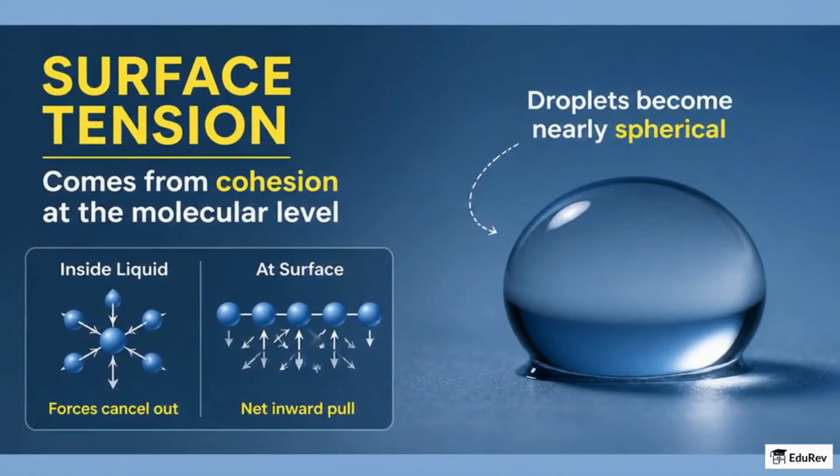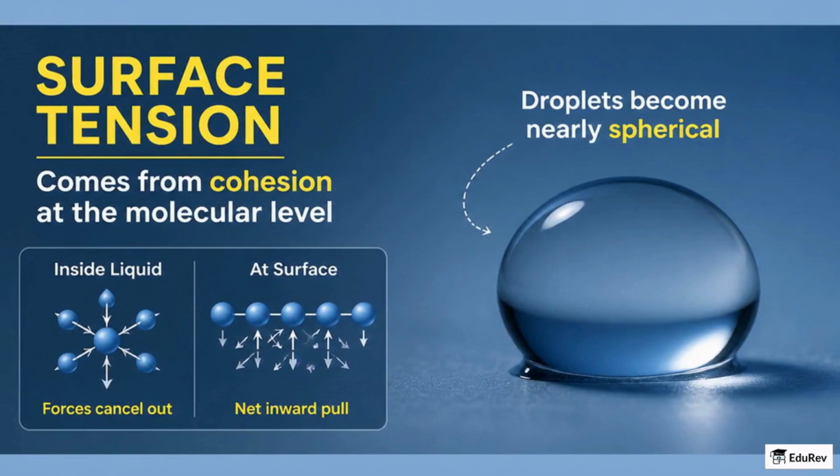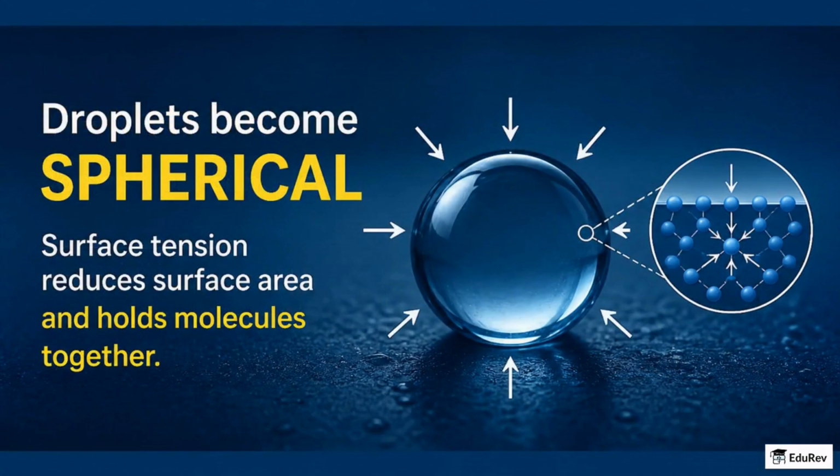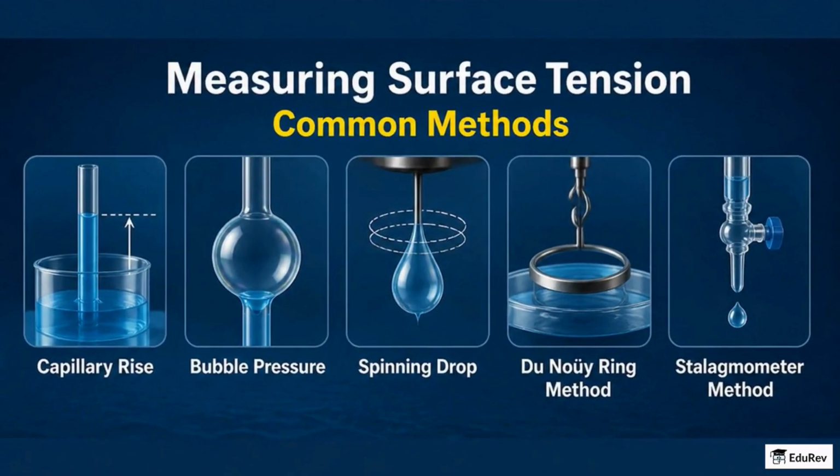Surface tension comes from cohesion at the molecular level, and it explains many everyday facts like droplets becoming nearly spherical. Small droplets form a sphere because surface tension tries to minimize surface area and keep the molecules together. Surface tension can be measured by many methods. For example, capillary rise, bubble pressure, spinning drop, Du Noüy ring, and stalagmometer methods.